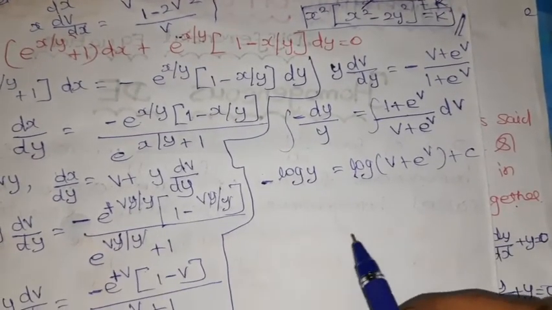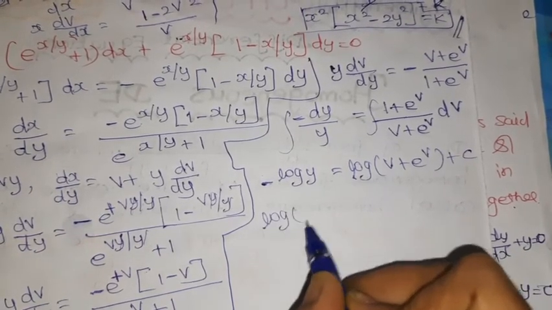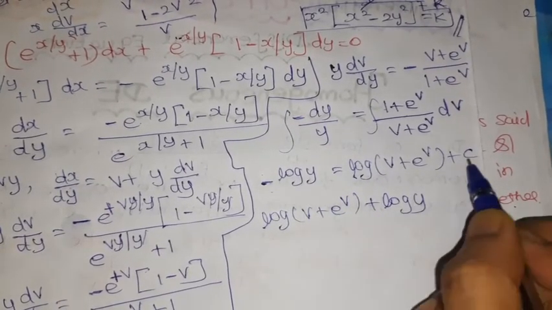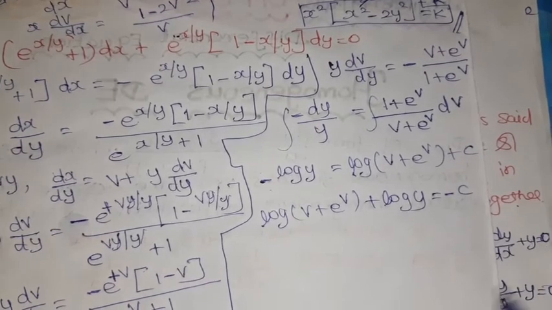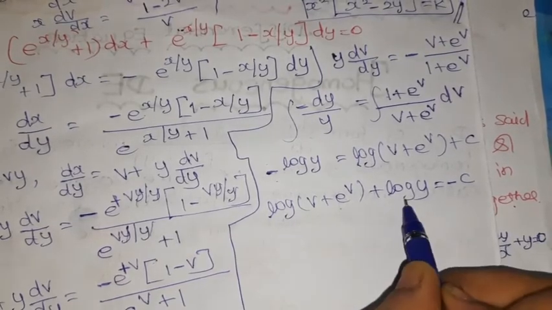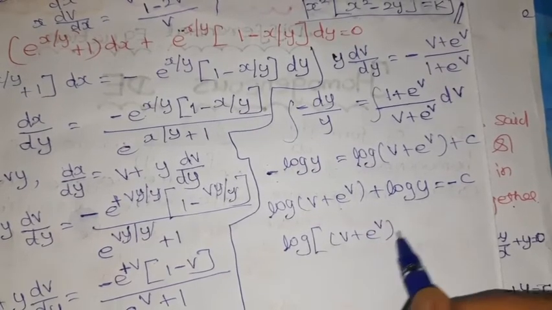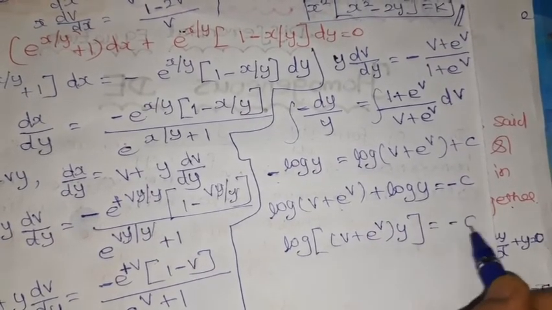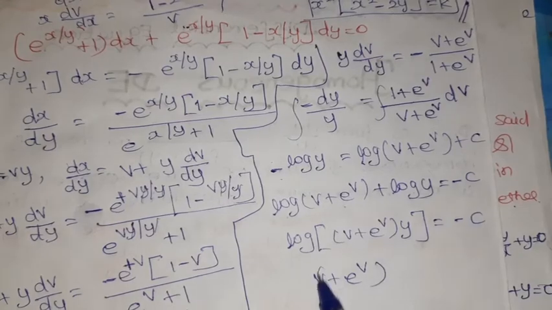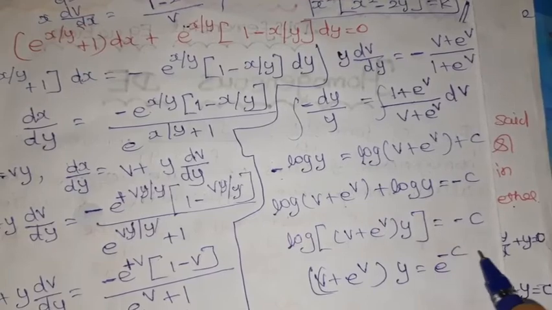Right. Next, this will go to that side: log v plus e power v plus log y. This constant will come as minus c. Okay. Then what we will get? Log a plus log b is log of ab. So log of y into v plus e power v equals minus c. By taking anti-logarithm, what we will get? v plus e power v into y equals e power minus c, right?